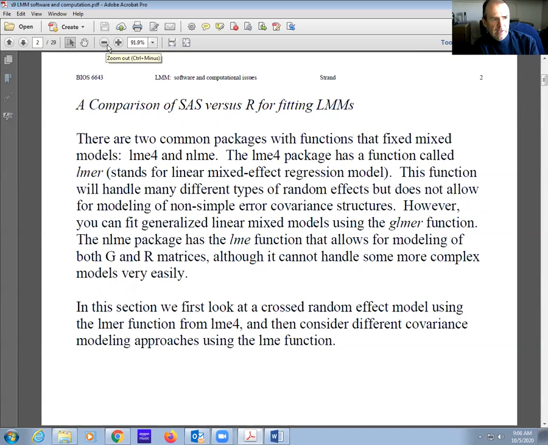The other package is NLME, for nonlinear mixed effects models and linear mixed effects models. LME is a function within that package.